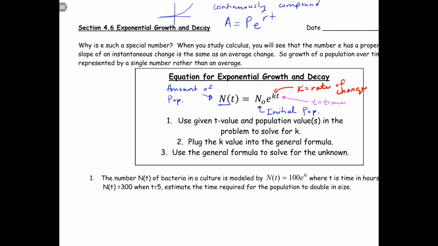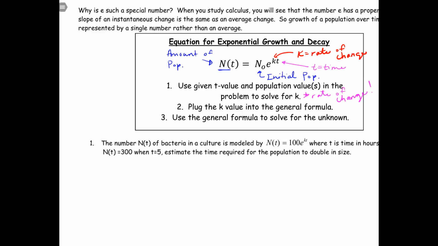Here are the steps that we would use to solve, and then we'll try a few together. Number one, you're going to use the given T value and population value to solve for K. You have to solve for your rate of change first, and a lot of problems don't tell you to do this. That's the hidden part: I need to know to do this first. I have to see at what rate it is changing. Then number two, you'll plug the K value into the general formula and then use the general formula to solve for the unknown. So let's try this with number one.